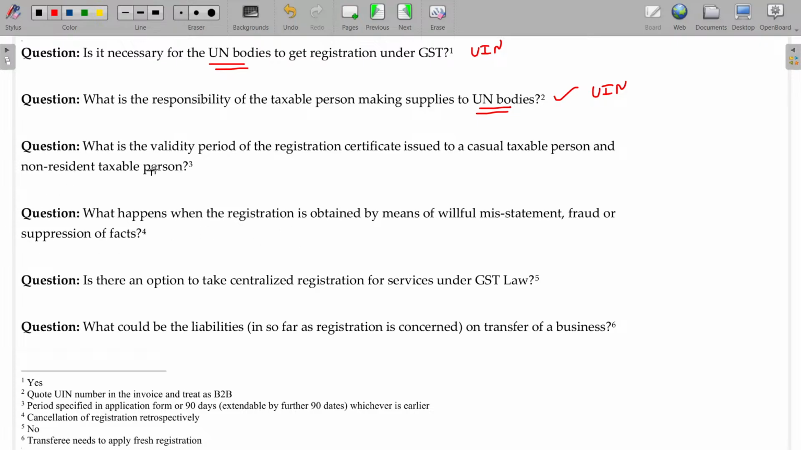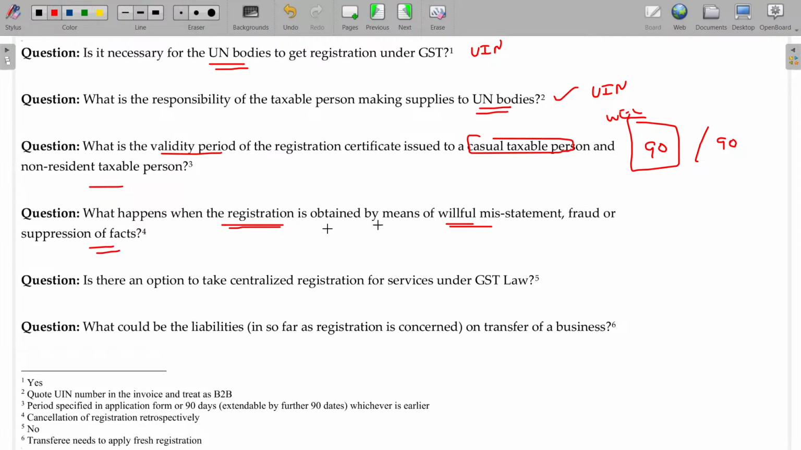What is the validity period of the registration certificate issued to a casual taxable person and NRTP? 90 days or extended by another 90 days or the days asked for. Between these two, whichever is lower. Is that okay? And what happens when registration is obtained by means of willful misstatement, fraud, suppression? This will be cancelled under section 29 by the proper officer. And even cancellation is possible retrospectively in this case fully.